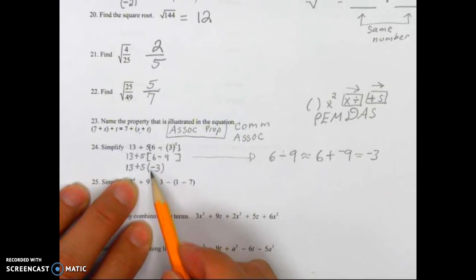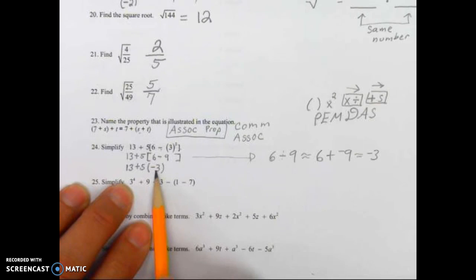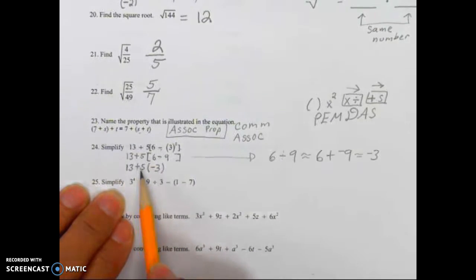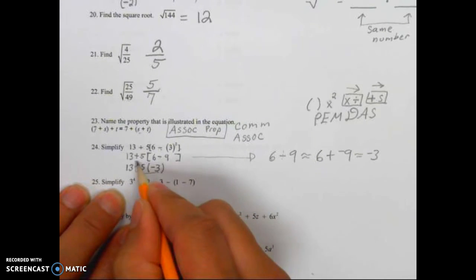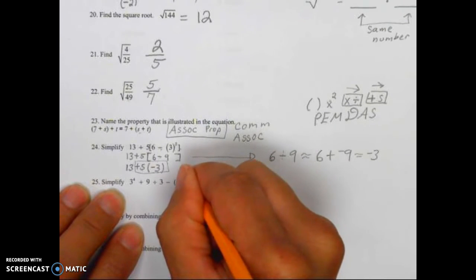Now, the reason I included the brackets, because remember, when the 5 is this close to parentheses or brackets, it means multiplication. So this means 5 times negative 3, and so this is what I have left. 13 plus 5 times negative 3. Well, I basically don't have any exponents. I really don't have parentheses. This is just showing me that this is multiplication. So I got to do my multiplication first. So here's my next part. I'm going to go 5 times negative 3, and I'm going to get a negative 15.